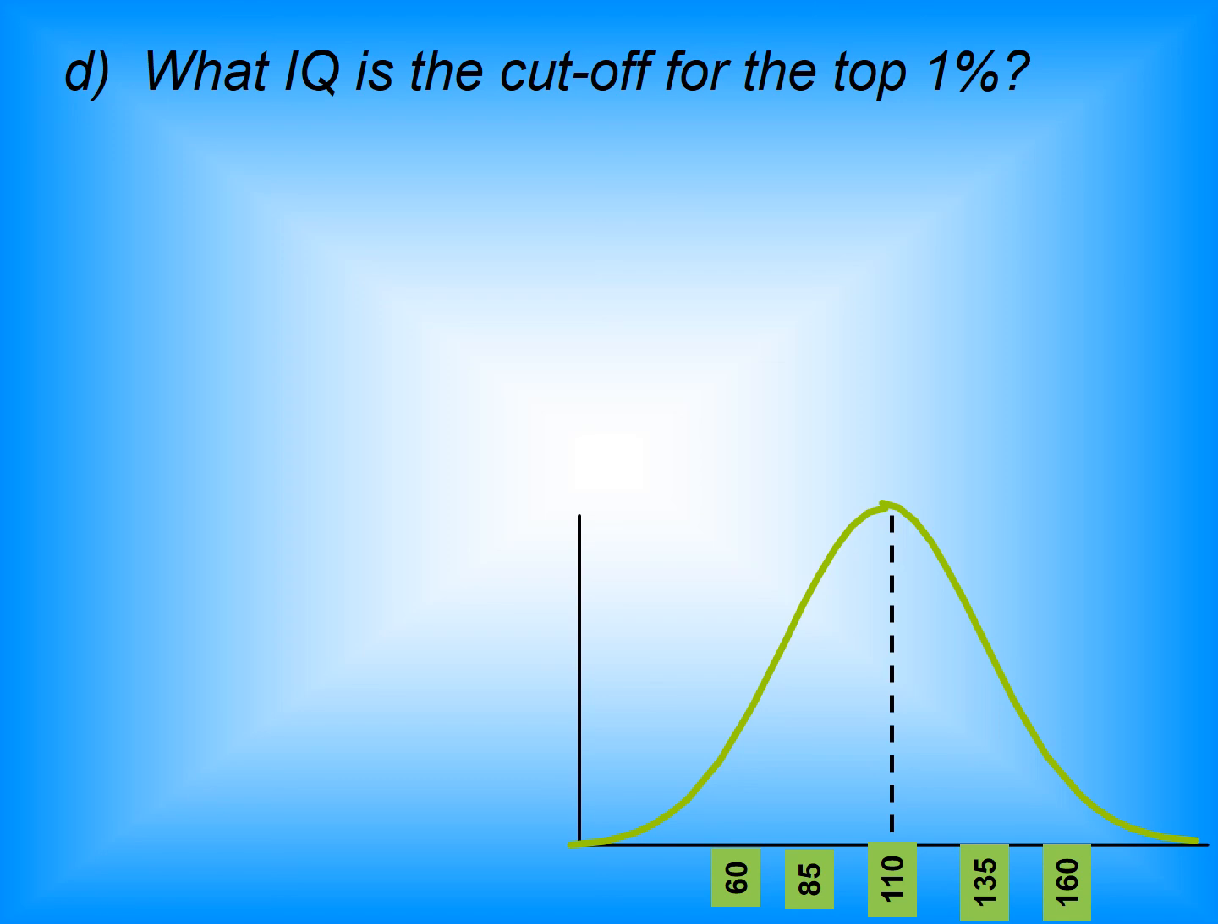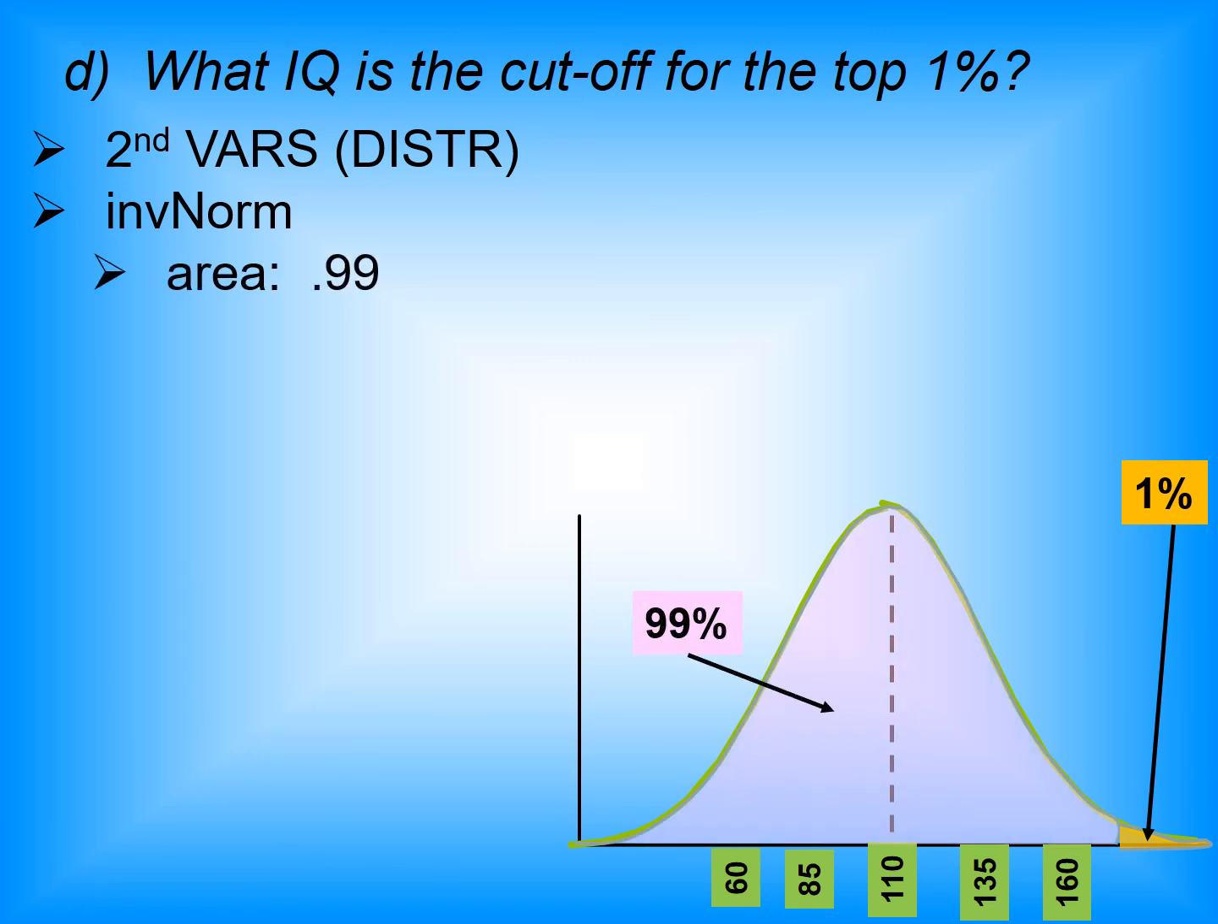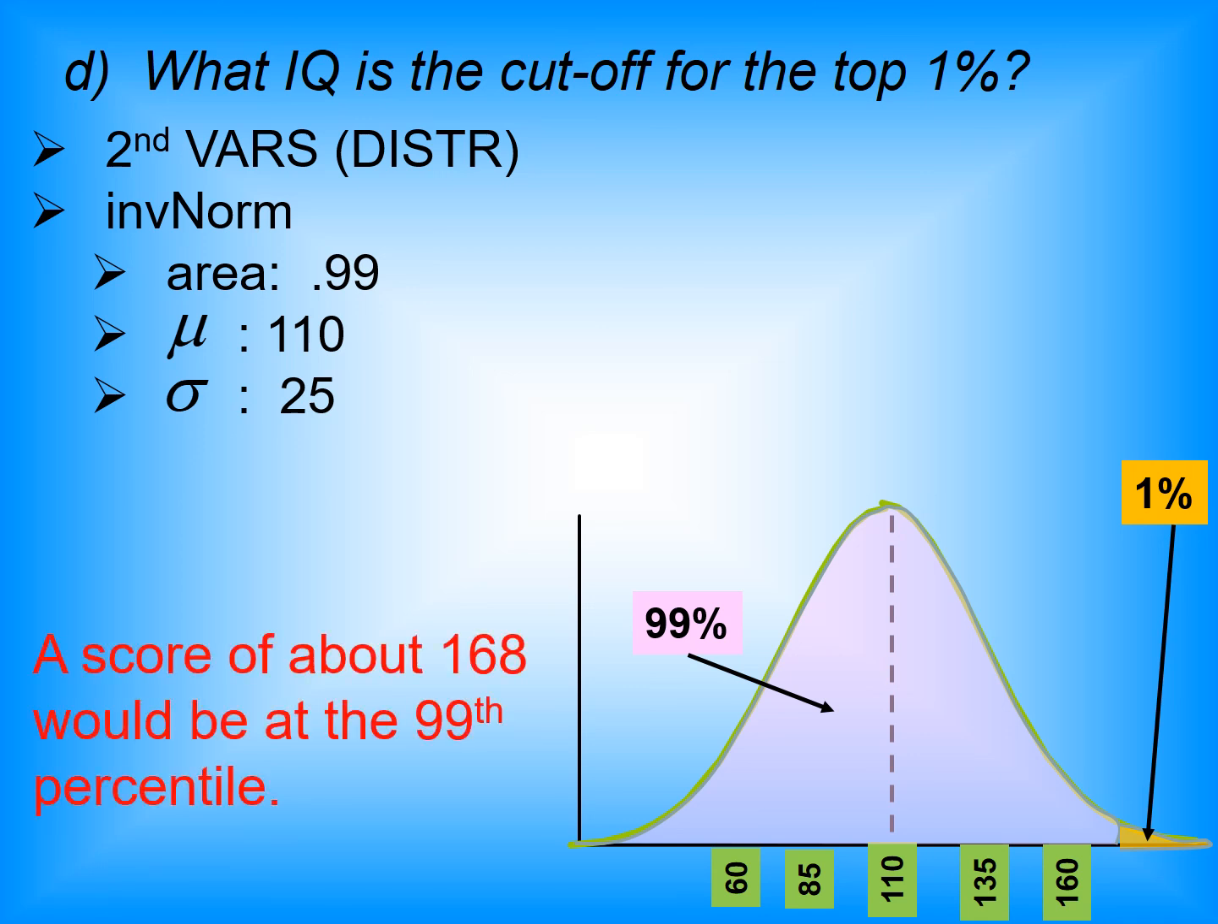What IQ is the cutoff for the top 1%? Here we graphed it so we have an idea of what we're working with. It's always a good idea to graph. Because we're given the decimal, the percent, the area, the probability, we're going to use second vars, inverse norm. We're going to put 0.99 because that's the section that's to the left of the top 1%. Mean 110. Standard deviation is 25. We find out that a score of 168 would be in the 99th percentile.